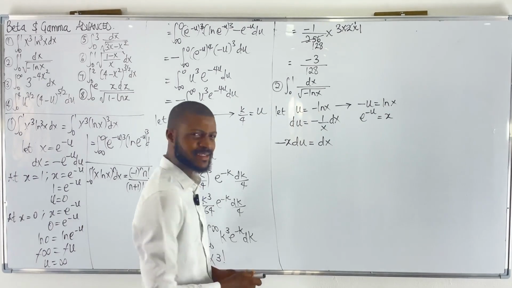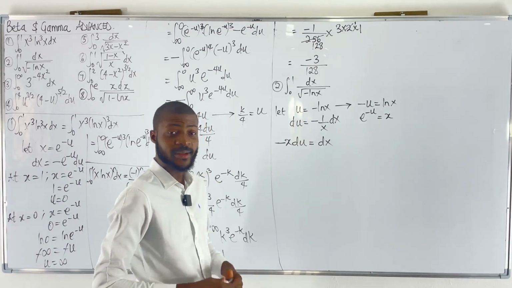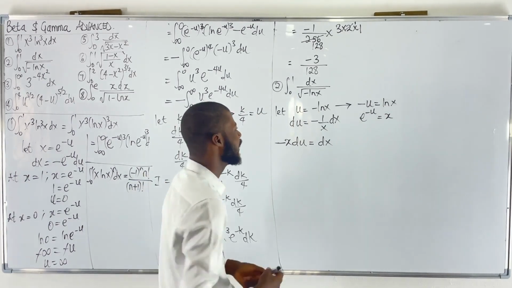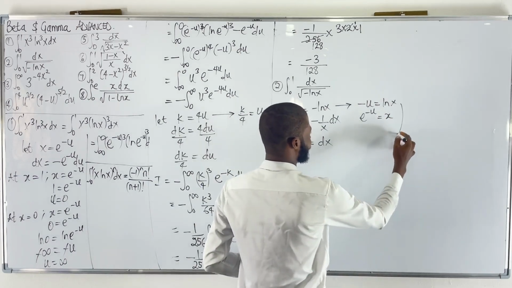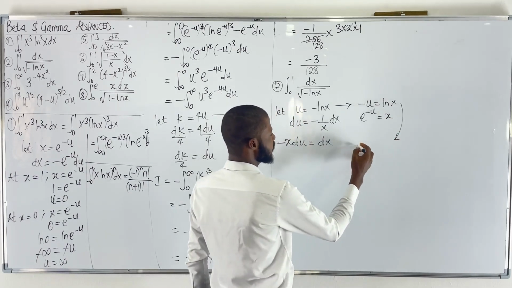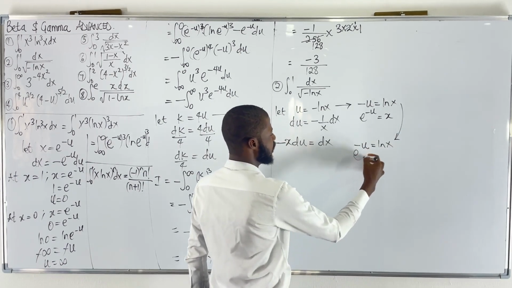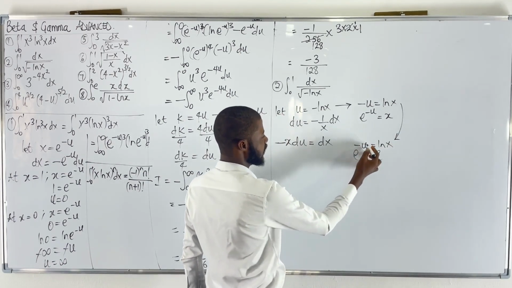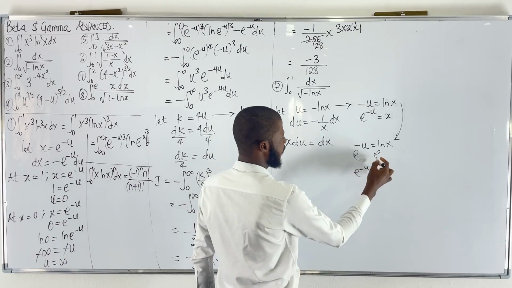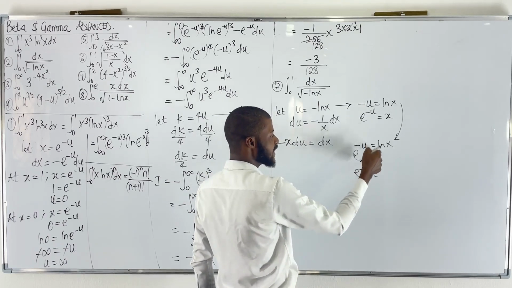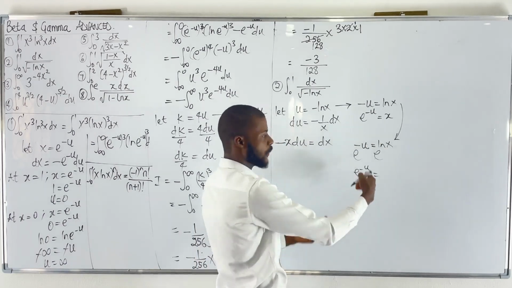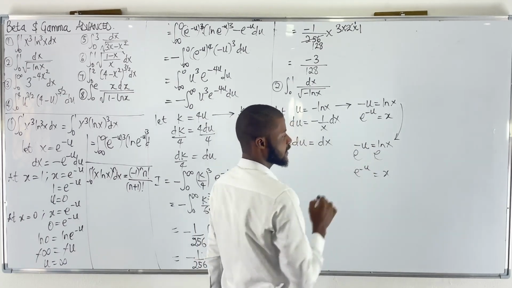Should I explain that part again? Sometimes when I'm teaching, I feel like some part is not clear. Let me explain this again. Look, this is minus u equal to ln x. If I take the e of both sides, so this is e to negative u, and e and ln are two opposite functions. So this will just be x.